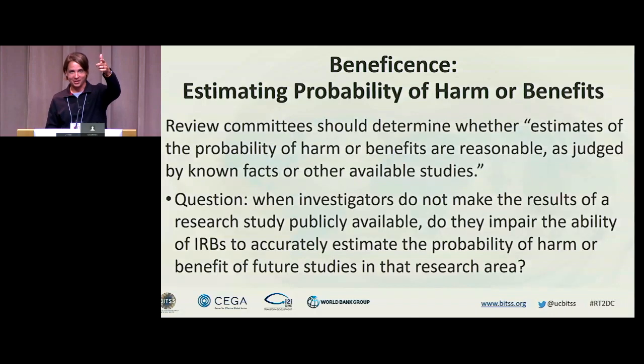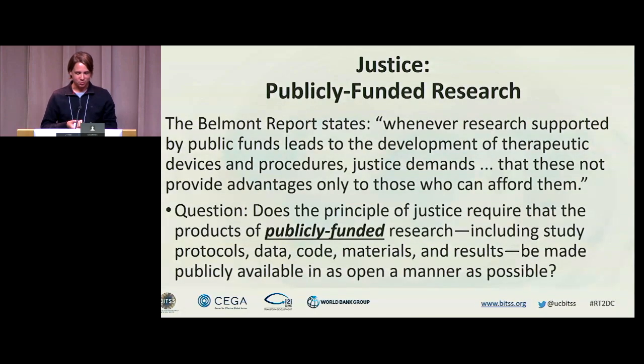And then for my friend in the back, last one, justice, publicly funded research. The Belmont Report states, "Whenever research supported by public funds leads to the development of therapeutic devices and procedures, justice demands that these not provide advantages only to those who can afford them." Question: does the principle of justice therefore require that the products of publicly funded research, including study protocols, data, code, materials, results, be made publicly available in as open a manner as possible, as it is the public who has paid for this and therefore has a right to those products?